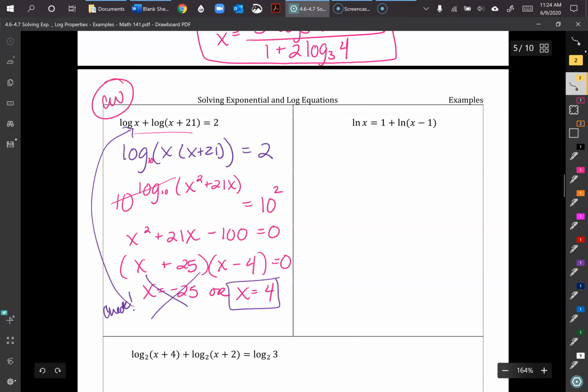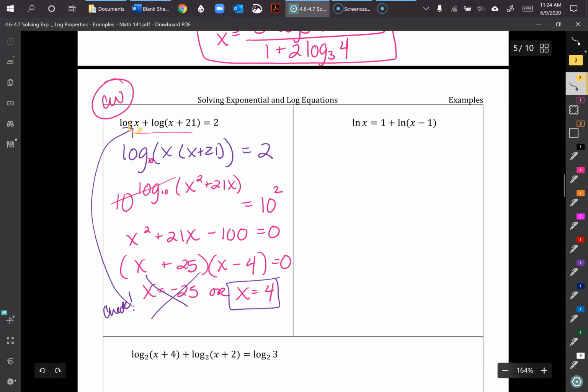And then I have this. I had a base of 10 that I exponentiated, so I raised 10 to the second power here, so that becomes 100. This I just distributed to get my x squared plus 21x. I kind of skipped a bunch of steps here, but I think you can handle that. You know that this is set equal to 100, and then I subtracted 100 to set equal to 0, because I have to do that before I factor. And then I factored, and I got x equals negative 25 or x equals 4.